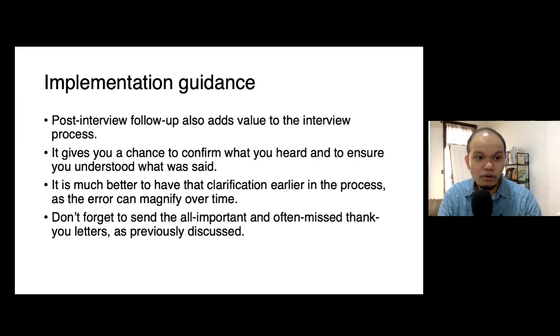Now, post-interview also adds value to the interview process. It gives you a chance to confirm what you've said. So what can usually happen would be like you can do a summary, like minutes of the meeting. These are parts of it, okay? Similar, or if you intend to do some sort of a write-up, you share the write-up to the interviewee and get the buy-in or the confirmation of the interviewee. Okay, it's much better to have clarification earlier in the process because error can magnify over time. Even a slight deviation, whether it's not intentional or not, it can blow things out of proportion.